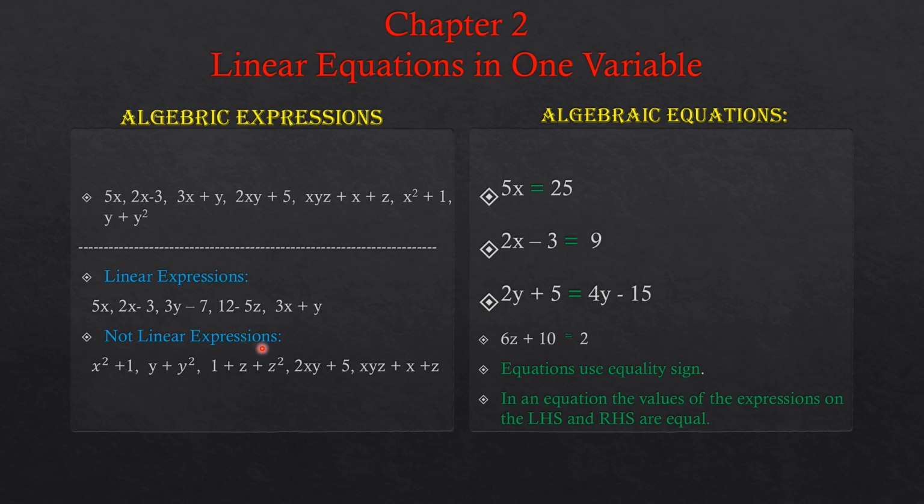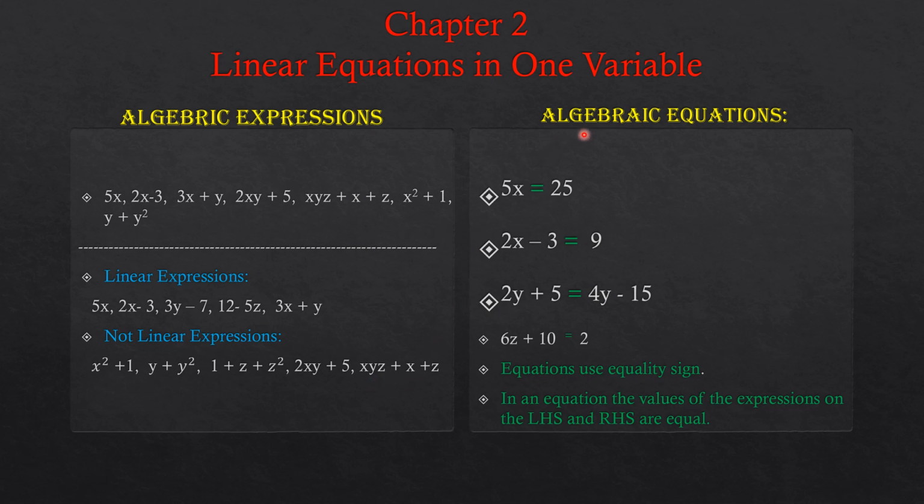Not linear expressions: x square plus 1, y plus y square, 1 plus z plus z square, 2xy plus 5, xyz plus x plus z. These are examples for not linear expressions. Here, the power of the variable x is 2. And in the last expression, xyz plus x plus z, the first term xyz, its power is the sum of the powers of x, y and z: 1 plus 1 plus 1, it is equal to 3.